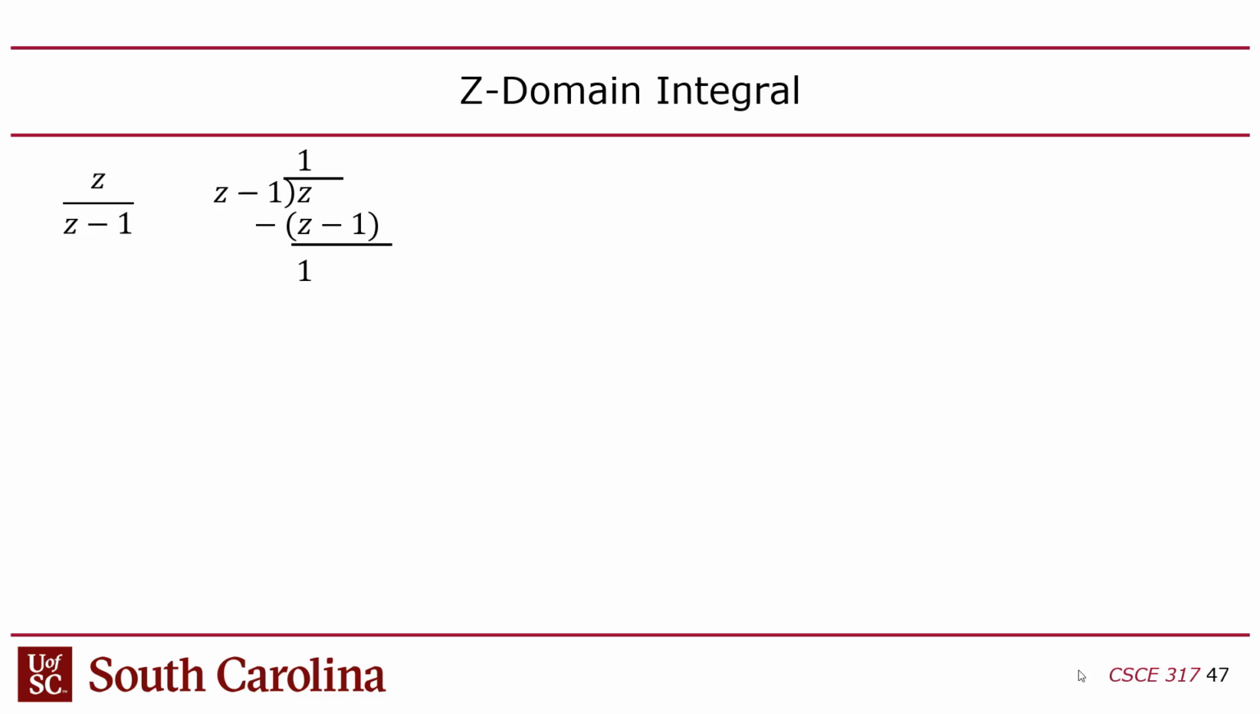So this would be 1 plus 1 over z, right? I'm sorry, I had that wrong. I got it wrong. 1 plus 1 over z minus 1, right? That's why I was questioning myself. 1 plus 1 over z minus 1. So this is the remainder, right?